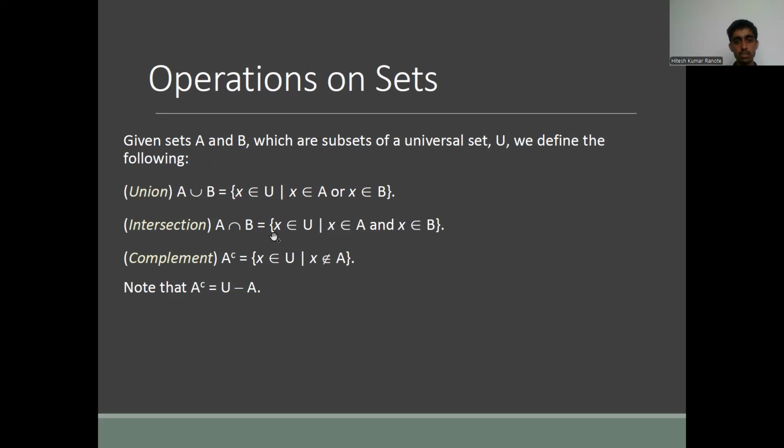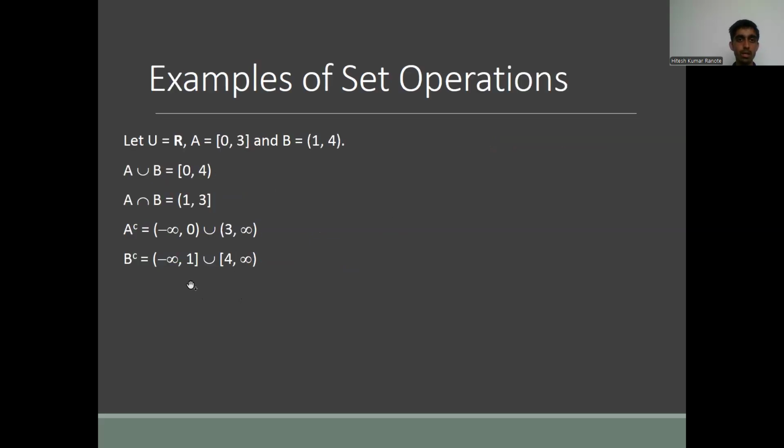And the intersection: A intersection B is equal to {x belongs to U such that x belongs to A and x belongs to B}. This means the intersection contains the elements common to both sets. If an element is common to both sets, then it is in the intersection of A and B. The complement of A is equal to {x belongs to U such that x does not belong to A}. This means A complement is equal to the universal set minus set A.